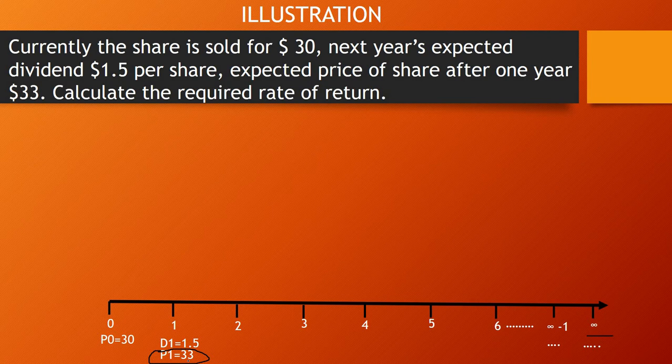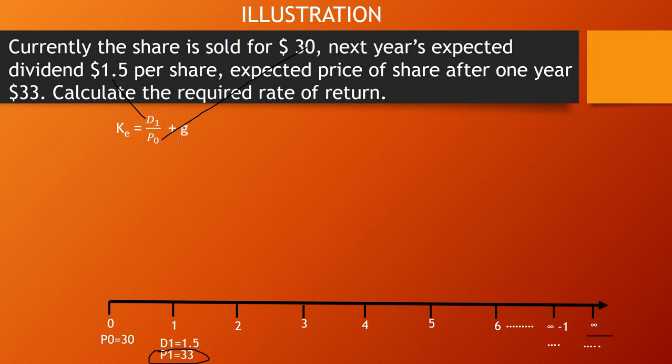Now let's do it. We have already learned that the formula for constant growth rate is Ke equals D1 upon P0 plus G, where D1 is the dividend that you are going to get at the end of year 1, P0 is your current market price, and G is your growth rate. Now in this question, D1 is given to be 1.5, P0 is given to be $30, and G we are not aware of. So let's calculate the growth rate.